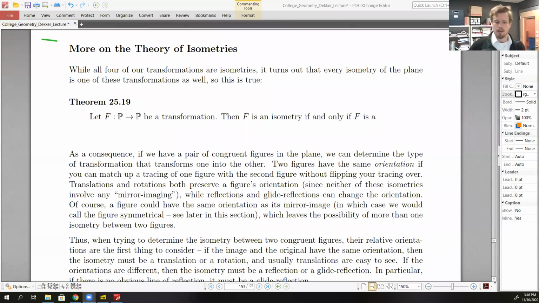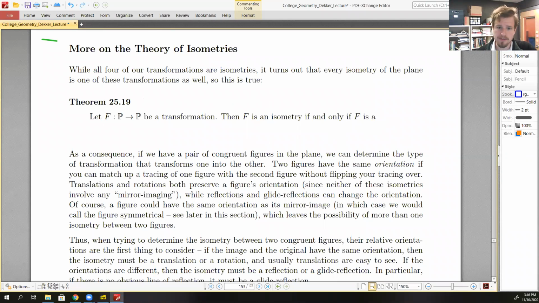Welcome back to geometry. We want to continue taking a look at section 25, transformational geometry, and look at a little bit more on isometries. All right, so it works out, as I previously mentioned, that if we have an isometry, then it is necessarily going to be one of the four isometries that we have now discussed.